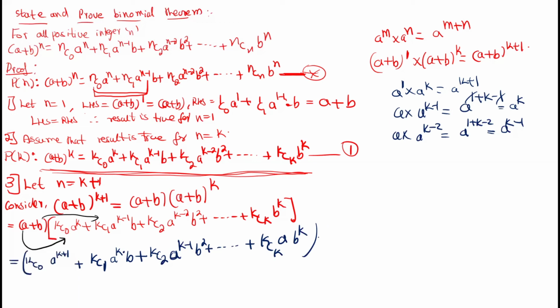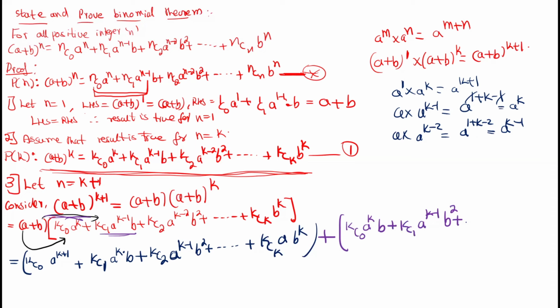The next step, multiply the sum by b. Okay, multiplying by b, what is the first term? kC0 will remain the same, no change in a power k, but I need to add one more b, right? kC0, see here, kC0 into a power k into b, kC1 a power k minus 1, what is the power of b? b square, right? Already one b is there. Yes. Outside multiplying by b, you can get b square plus, what is the next term?